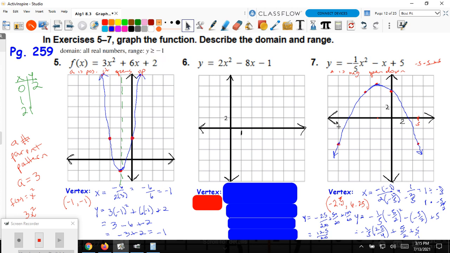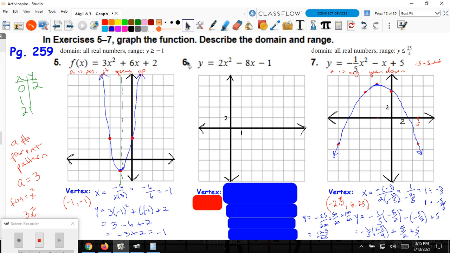This one, again, domain is going to be all real numbers. It's everywhere, both left and right on the x-axis. But the range is only going to be less than or equal to where the y number here is, which is 6.25. They're doing the 25 over 4. That's what I found down here. 25 over 4 is the same thing, but 6.25 is just as good.